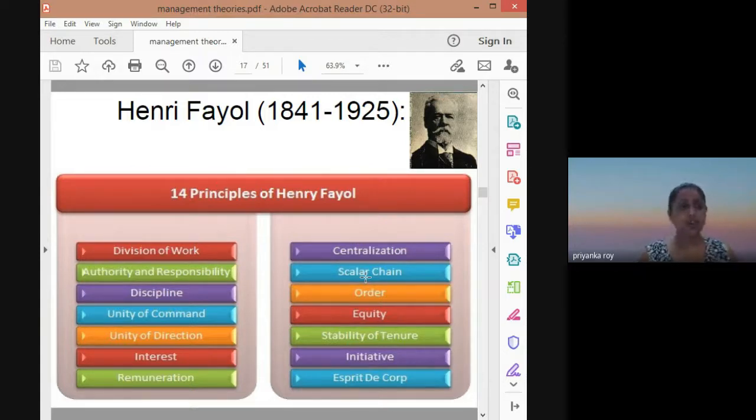The unity of command refers to the assertion that an employee must get orders from only one immediate supervisor. Subordination of the individual interest to the general interest: there must be harmony between the interest of the individual and the organization, though the organizational interest should be given priority since it will bring reward to the individual.